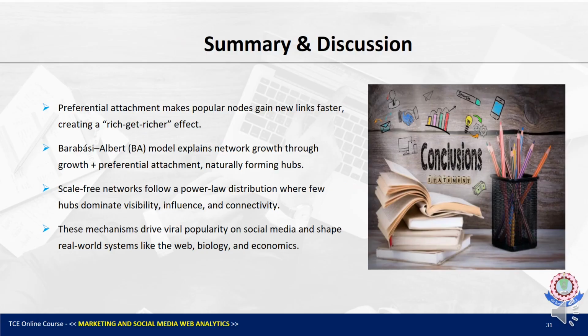To summarize, preferential attachment explains why popular nodes grow rapidly. The BA model combines growth and preferential attachment to form scale-free networks. Real-world systems follow power laws due to these mechanisms. This helps us understand virality, influence, and digital marketing strategies.